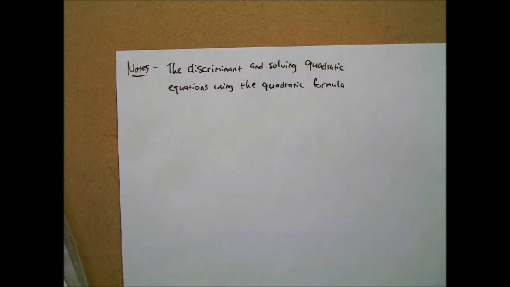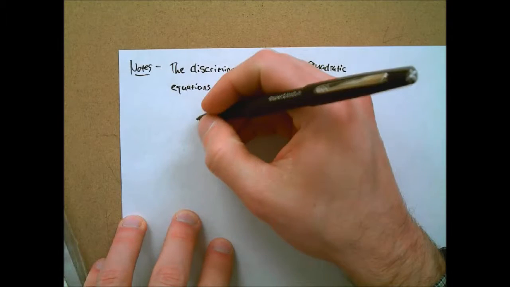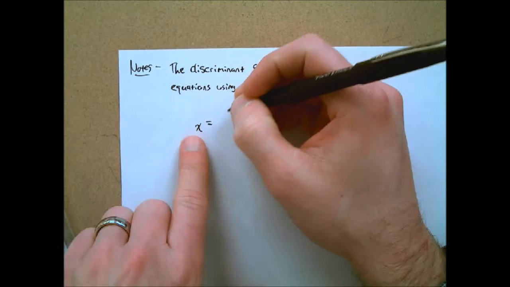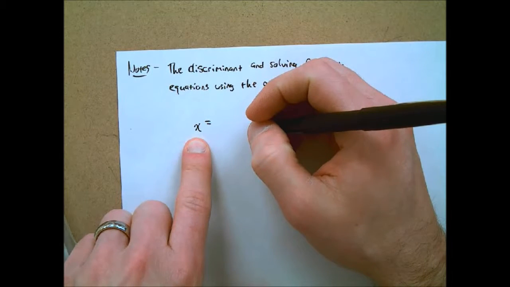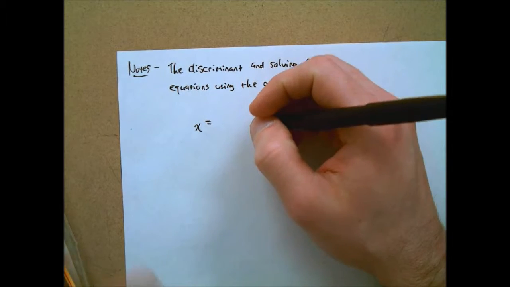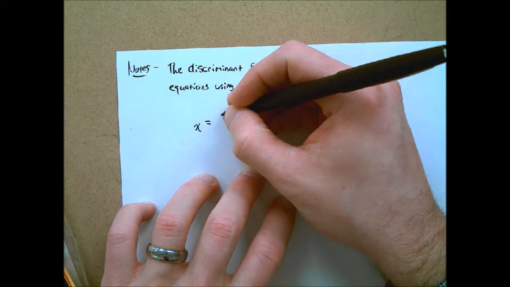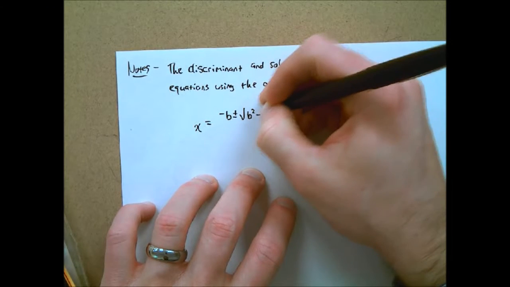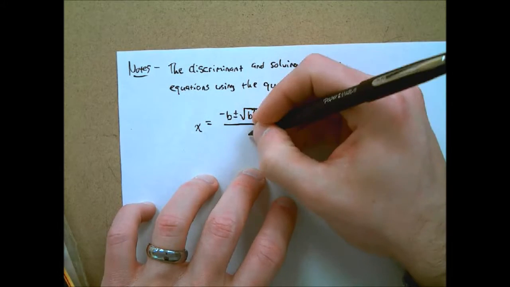Let's talk about the discriminant first, okay? To do that, I'm actually going to show you the quadratic formula. The quadratic formula is a way to find the solutions of a quadratic equation. This only works for quadratic equations, thus it's called the quadratic formula. Here is the formula: x equals negative b plus or minus the square root of b squared minus 4 times a times c, all over 2a.